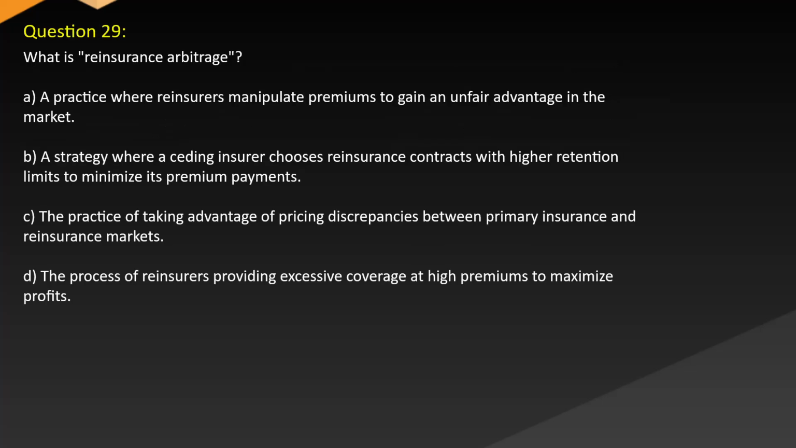Question 29. What is reinsurance arbitrage? A. A practice where reinsurers manipulate premiums to gain an unfair advantage in the market. B. A strategy where a ceding insurer chooses reinsurance contracts with higher retention limits to minimize its premium payments. C. The practice of taking advantage of pricing discrepancies between primary insurance and reinsurance markets. D. The process of reinsurers providing excessive coverage at high premiums to maximize profits.